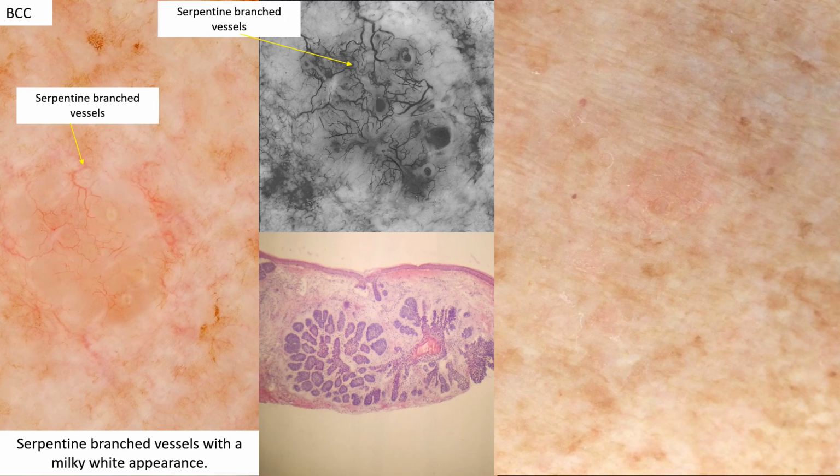Here we have an example. Clinically, it's very subtle. With dermoscopy, however, you see some serpentine branched vessels, but you see it so much nicer in the near ultraviolet mode where these vessels are quite prominent.